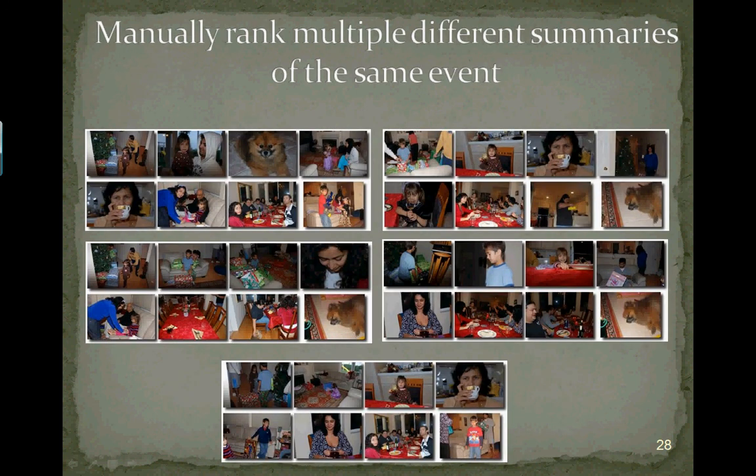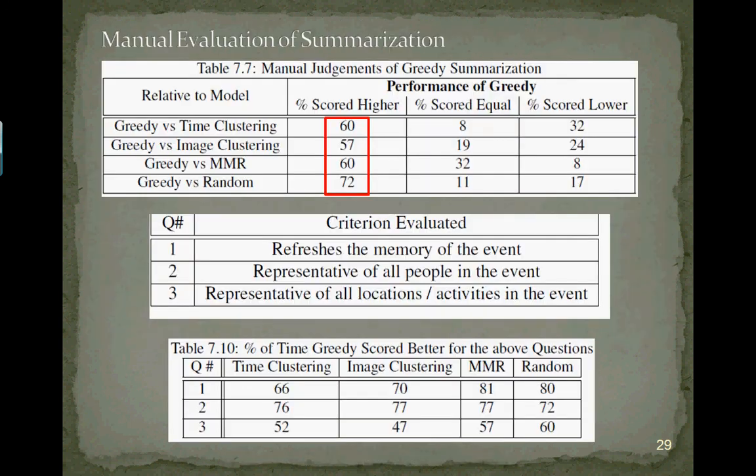We also ask users to rank summaries manually. Contributors are shown a set of photo summaries of the same life event in an anonymized order. They are asked to assign scores to each of these summaries. Users were also asked to judge summaries based on specific questions from a questionnaire. For manual evaluation too, greedy summarization performs better compared to other automated summaries more often. For details, please refer to the paper.